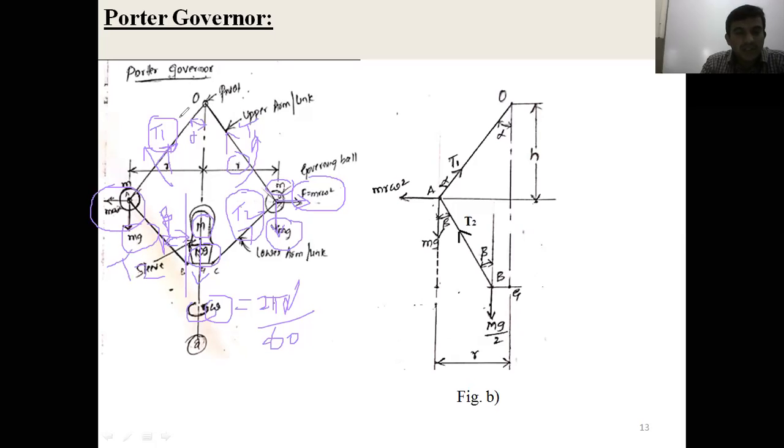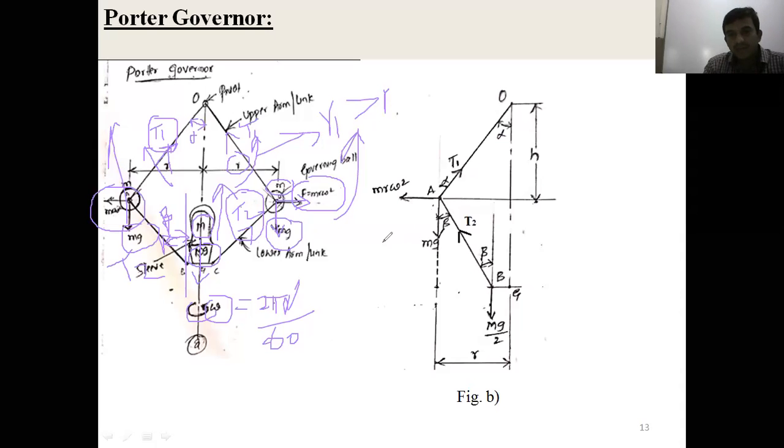Once the tension occurs, when the governor balls move radially outward, the initial radius of rotation r changes to R1. Now R1 is greater than r. The radius of rotation increases. Once the radius of rotation increases, the tension T1 occurs in the upper arm, and T2 occurs in this direction. At the same time, the sleeve moves in the upward direction.